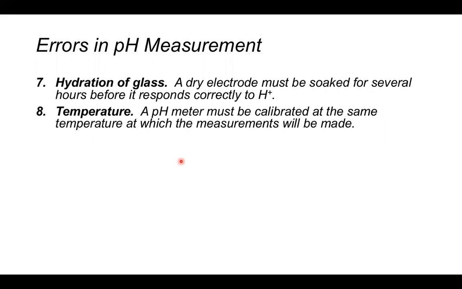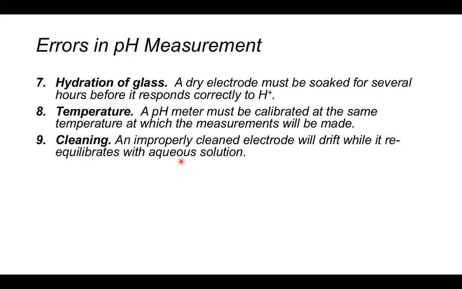Temperature then. Changes in temperature can change the activity of the ions, and that can cause a difference in how the system responds to our measurements. So it has to be calibrated and we have to make sure all of the measurements are made at the same temperature. And then finally, cleaning. We need to make sure that the electrode is cleaned properly in between measurements, so that we're not getting unnecessary drift.